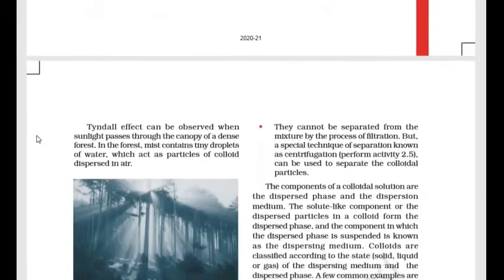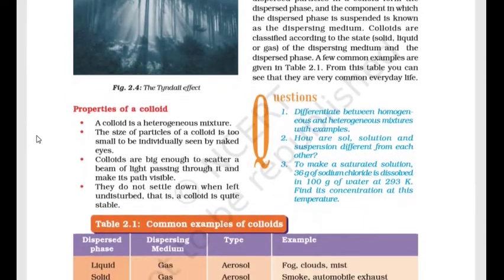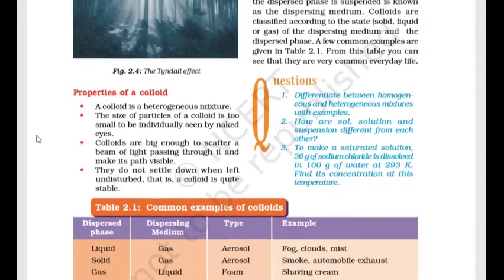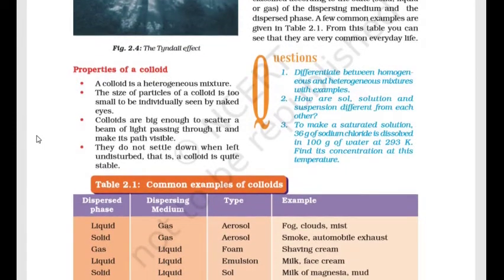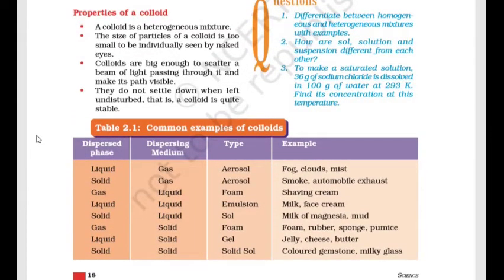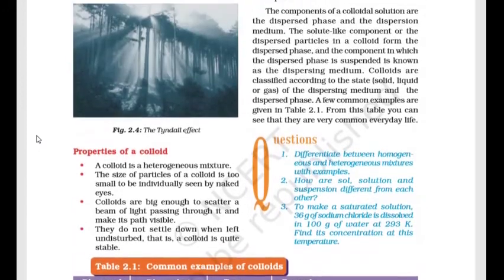Right. Next comes the properties of a colloidal solution. Basically, it is a heterogeneous mixture and the size of the particles is too small to be seen by the naked eye, but they are big enough to scatter a beam of light. And the most important property is that the particles do not settle down when left undisturbed, or we can say a colloid is quite stable.